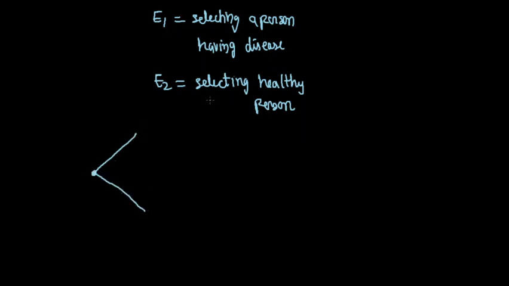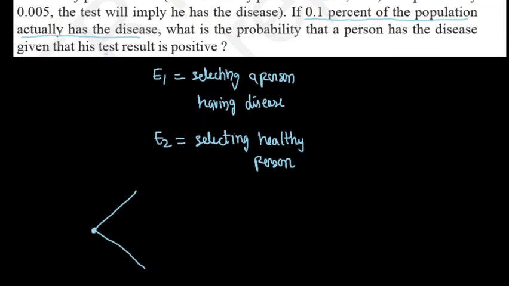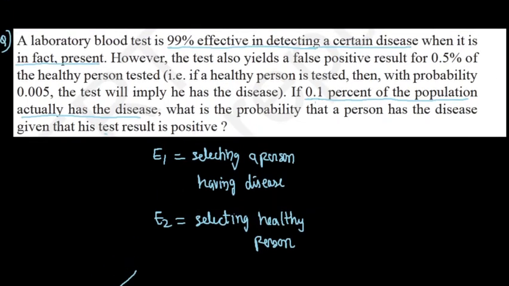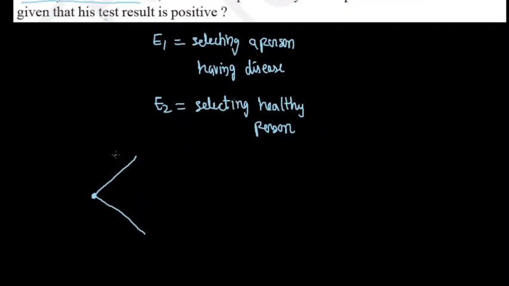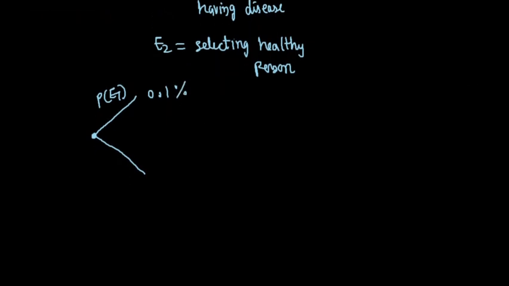Now let's see, what is the probability of a person having the disease? 0.1% of the population actually has the disease. So we are talking about a person having the disease, so P of E1 is 0.1%. Next, not having the disease is what? 100% minus 0.1%, which is 99.9% not having the disease.